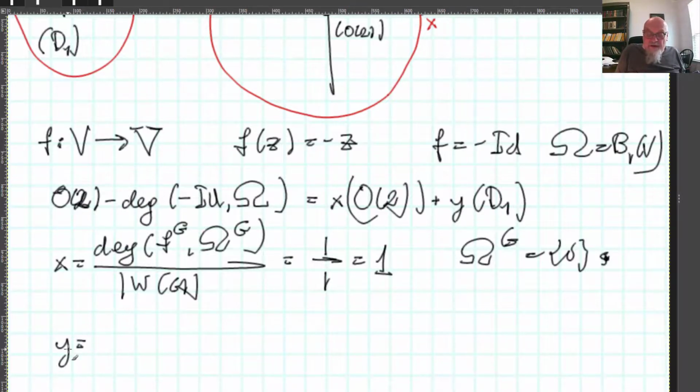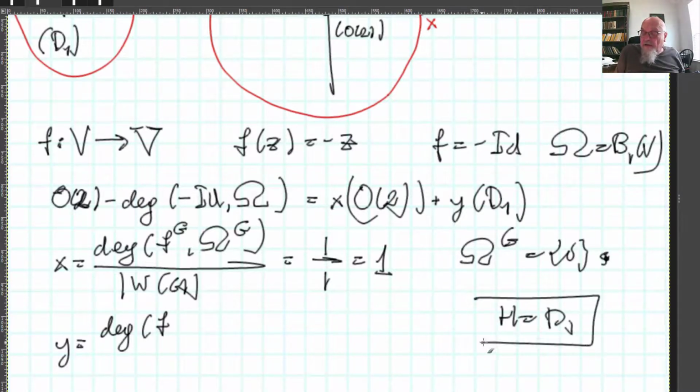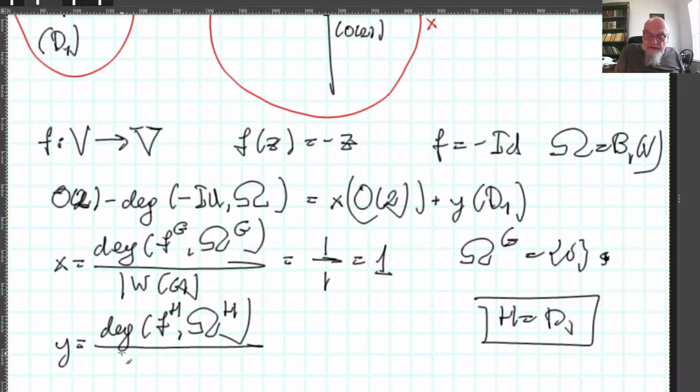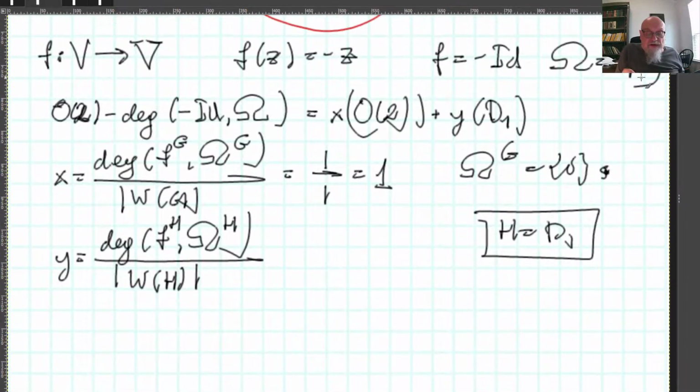So I have to compute y, which will be equal, and let me do it like this. This will be degree, and this is f. And my h now, h is equal to d1. So this is my d1, so I put here h. And what I'm getting here, this will be omega h divided by the Weil group of h. Okay, so what do we see here? So h is this one. So what is the VH? That means it is equal V d1.